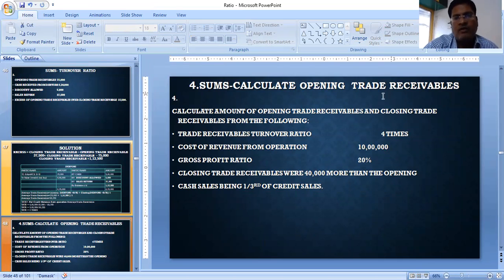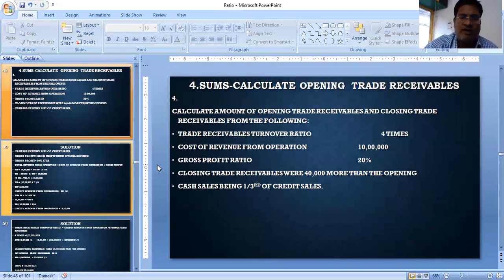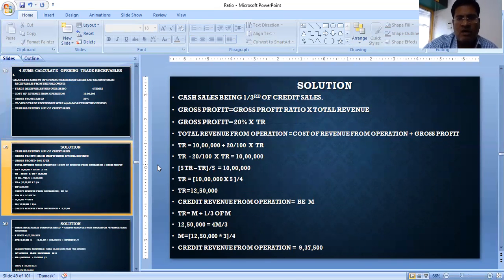Now next. Calculate the amount of opening trade receivables and closing trade receivables from the following. Trade receivables turnover ratio 4 times. Cost of revenue from operation is 10 lakhs. Gross profit ratio is 20%. Closing trade receivables were 40,000 more than the opening. Cash sales being 1/3 of credit sales. This is the solution over here.